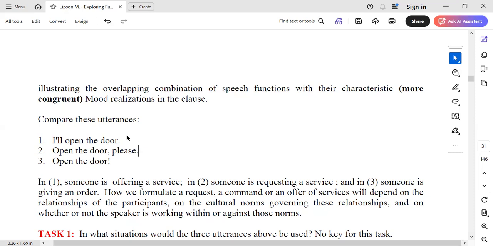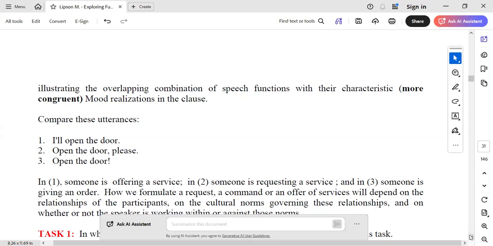In the same way, when you're offering to do something, that means you want to help. You cannot say "open the door"; you have to say "I'll open the door". So all these resources depend on the situation: what is happening, what your role is as a speaker, and what the role of the listener is, because the exchange is happening between the two of you.